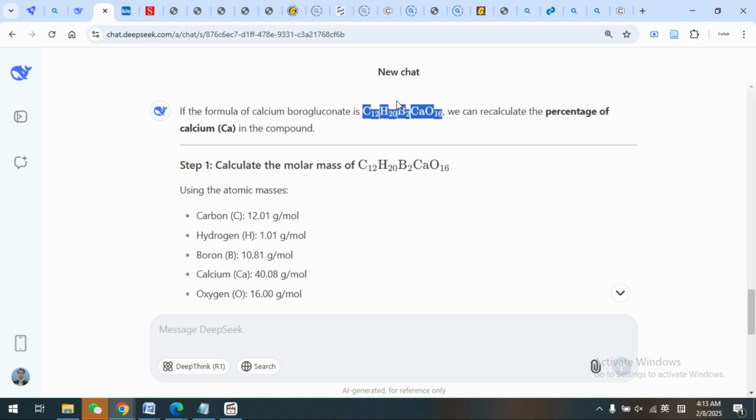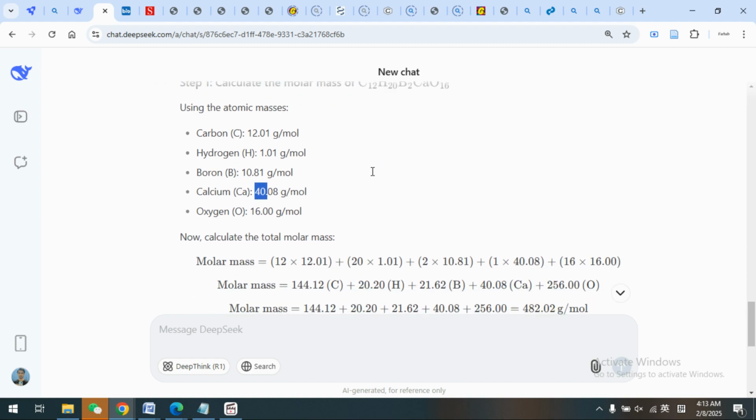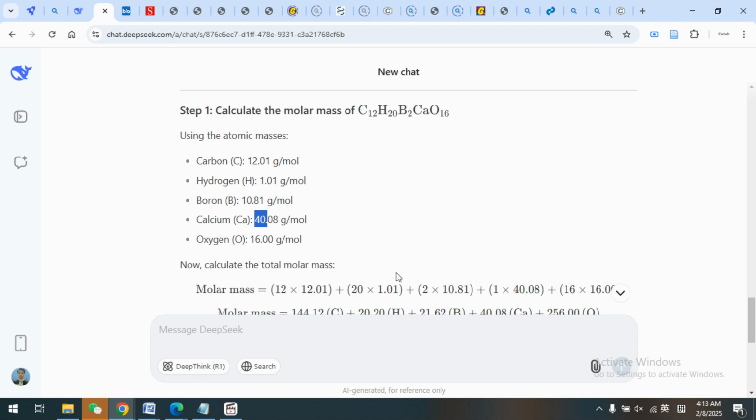Then we will take 40, as calcium is 40, divided by that molecular mass, multiplied by 100. So let's do the calculation. This is the calculation.